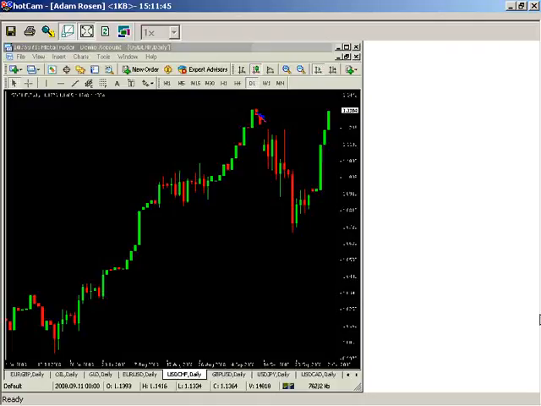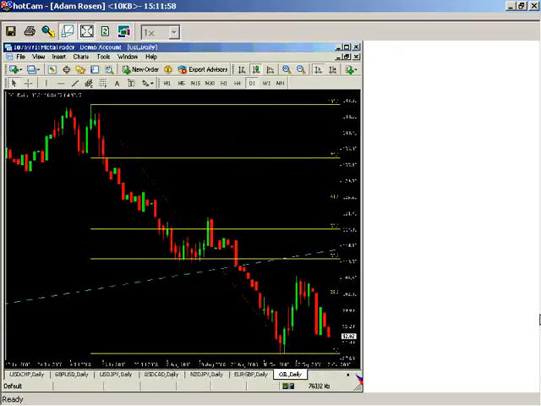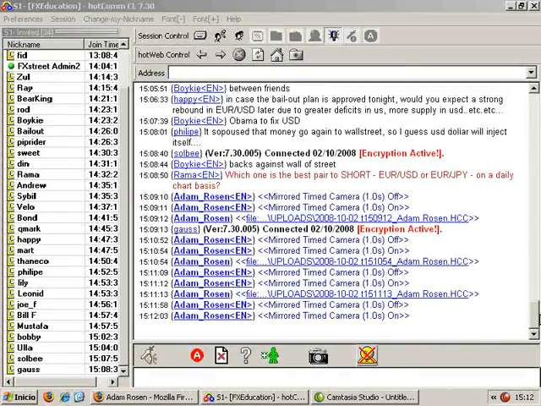So which is the best pair to short? The question, going back to the euro pound chart, euro dollar or euro yen on a daily chart basis. We did not look at the euro yen. Let's go to the euro yen. I want to wrap up with the oil really quick though, just because I brought it up earlier. And then I promised the euro yen.